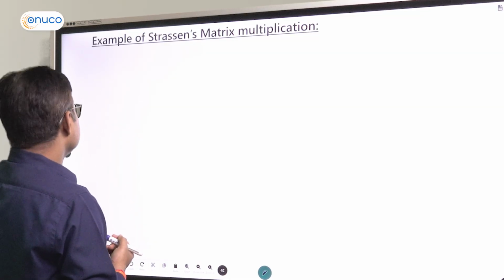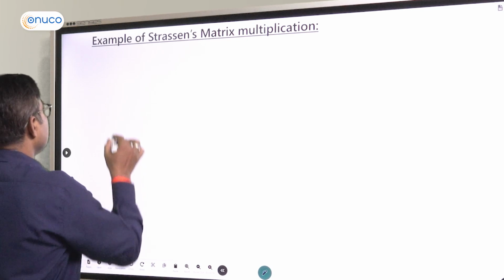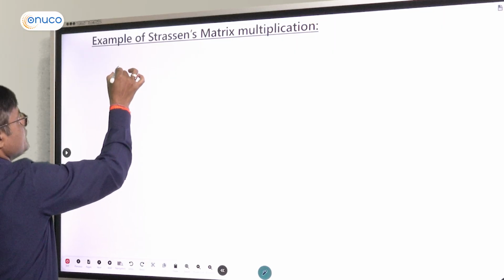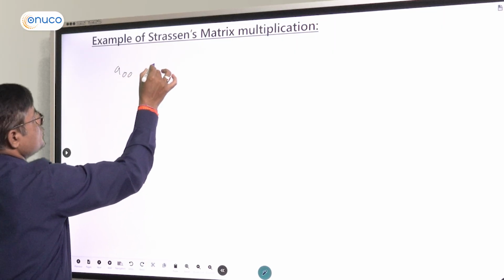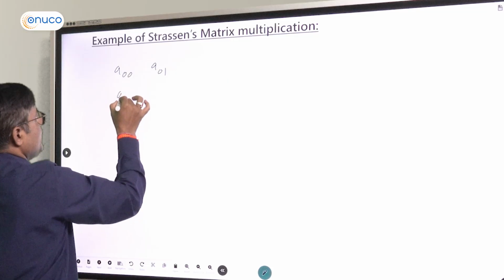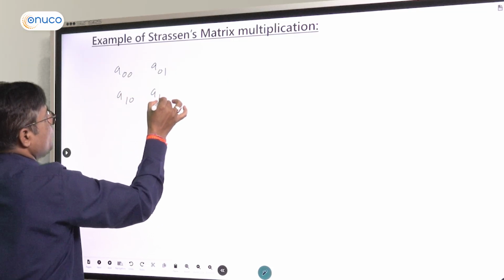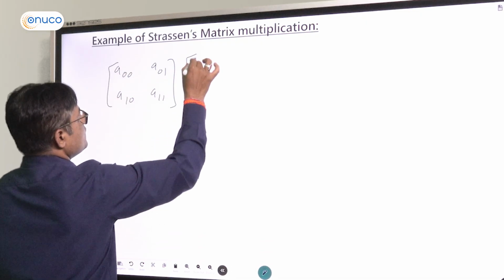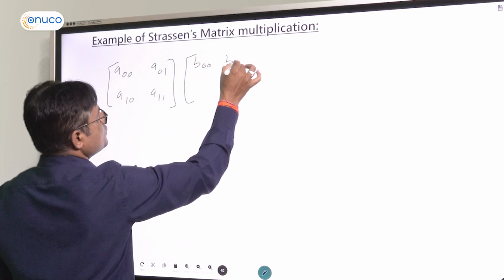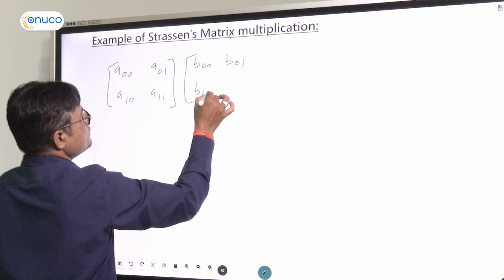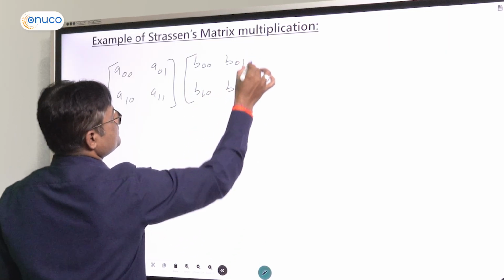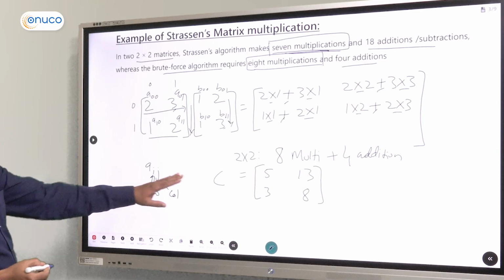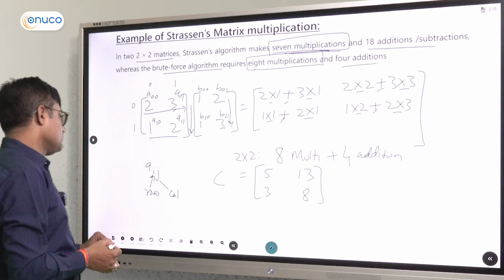So let us see how you are going to perform the task. Now we are going to apply two matrices. We have A00, A01, A10, A11, as I discussed, and we are going to multiply with B00, B01, B10, B11. And we have seen that 8 multiplications are required.